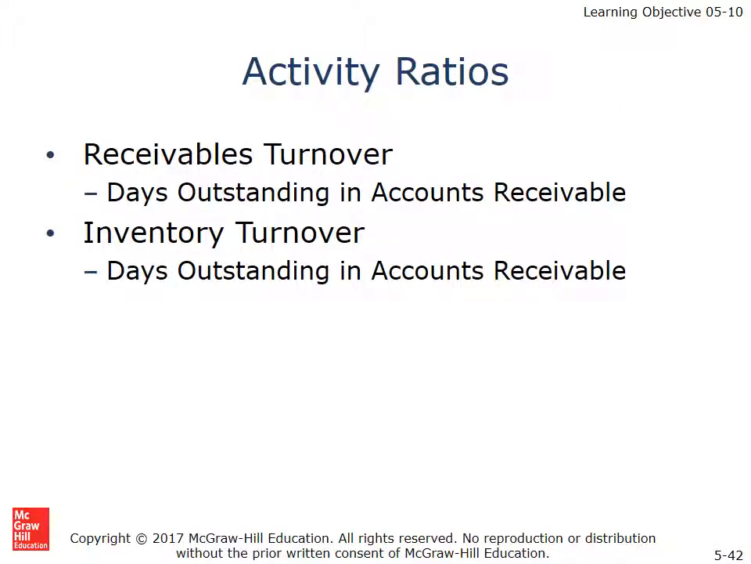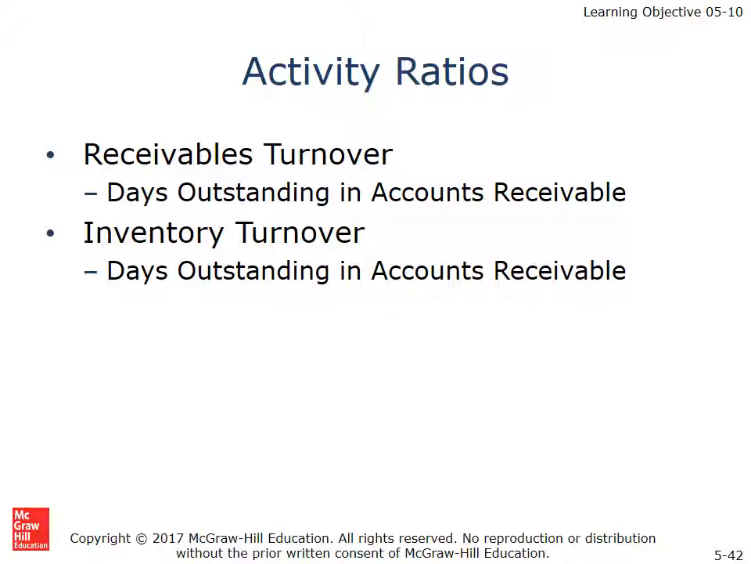Activity ratios, receivable turnover and inventory turnover. Great ratios, used a lot in business by managers. The first one you find by taking your credit sales only and dividing it by usually average receivables or just receivables. And that tells you how many times a year you collect on your receivables. If you take that answer and divide it into 365 days, it'll tell you how many days it takes you to collect an accounts receivable from the point of sale to the day of cash collection.